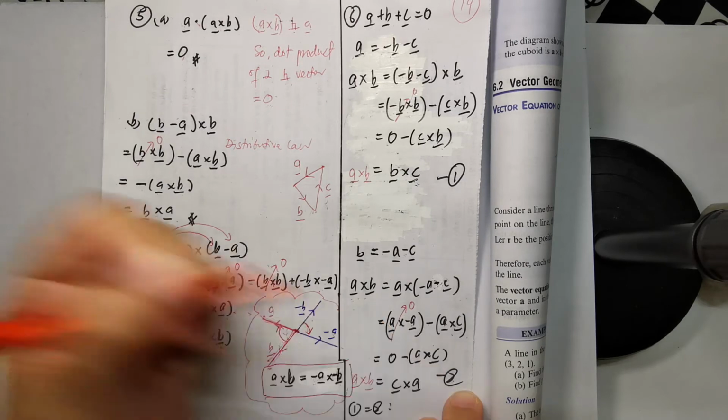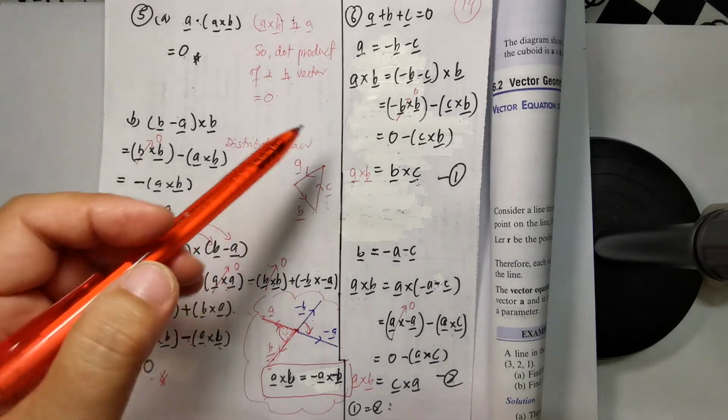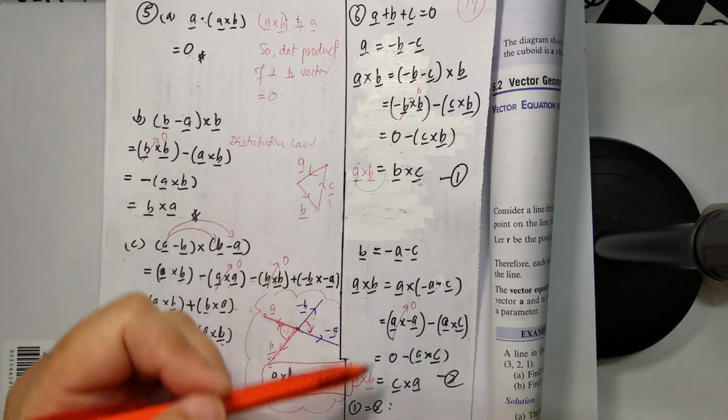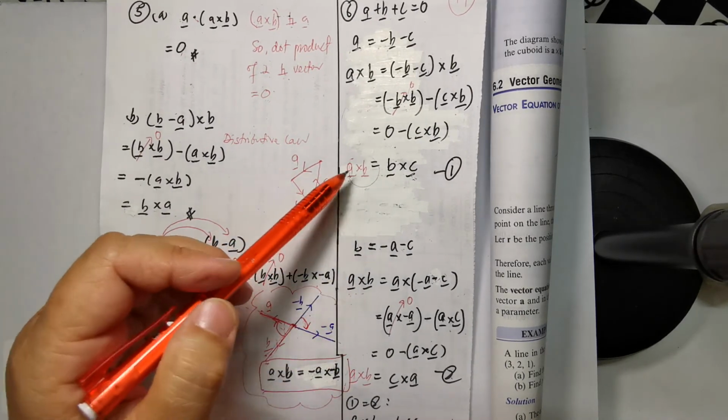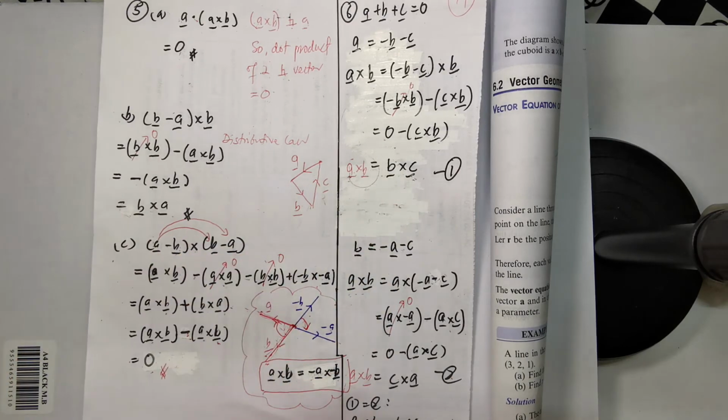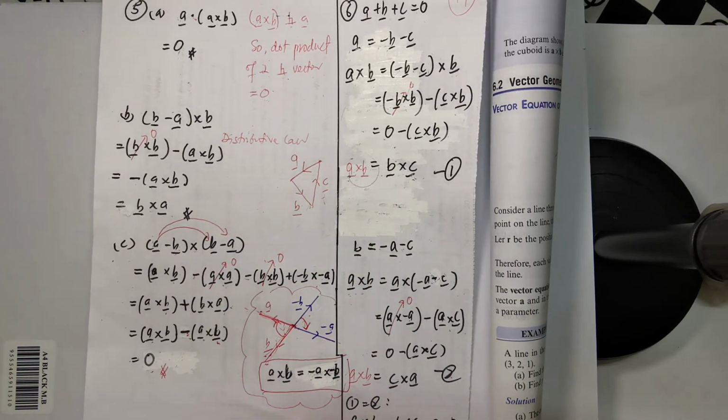This is equation 2. Now you compare. This is A cross B, and this is also A cross B. So 1 and 2 should be the same. Therefore, A cross B is the same as B cross C, and the same as C cross A. You can see.